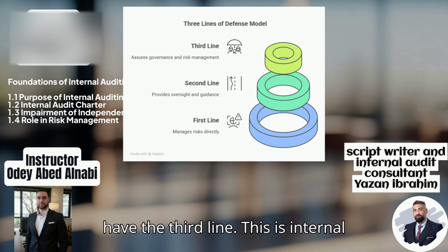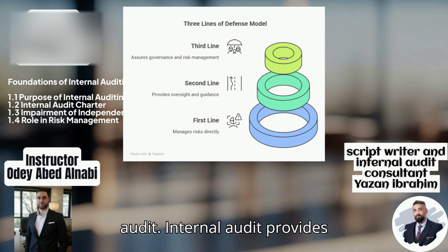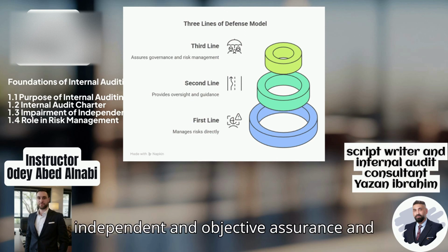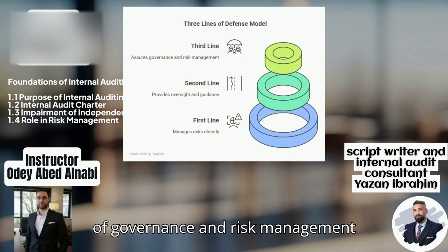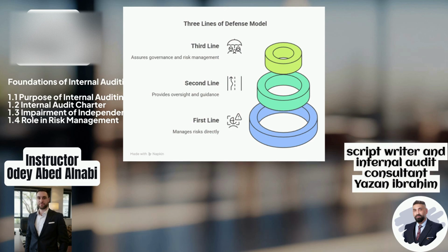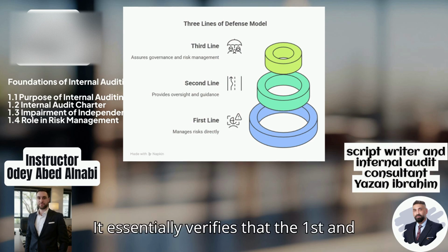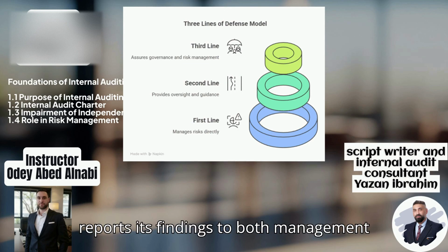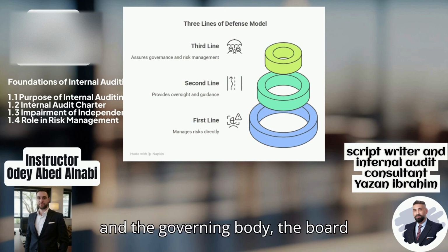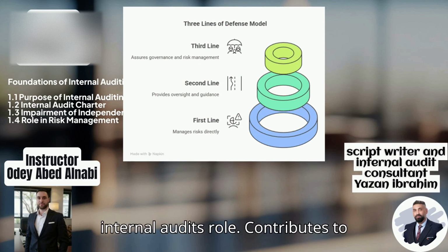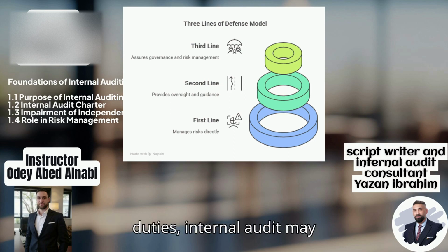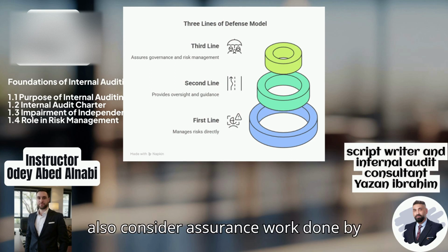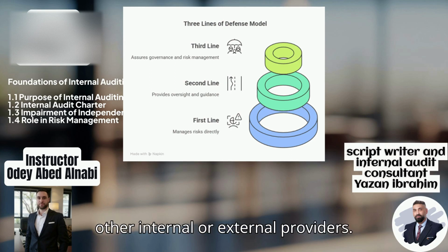Finally, we have the third line. This is internal audit. Internal audit provides independent and objective assurance and advice on the adequacy and effectiveness of governance and risk management processes across the organization. It essentially verifies that the first and second lines are operating effectively and reports its findings to both management and the governing body, the board. Internal audit's role contributes to confidence, clarity, and continuous improvement. When performing its duties, internal audit may also consider assurance work done by other internal or external providers.